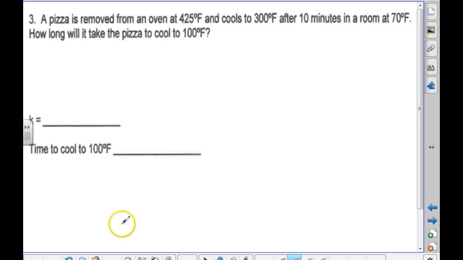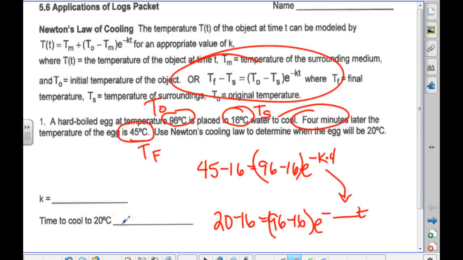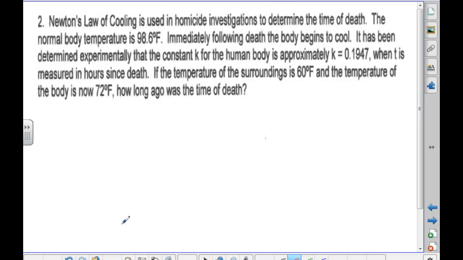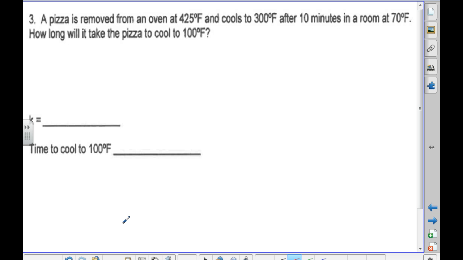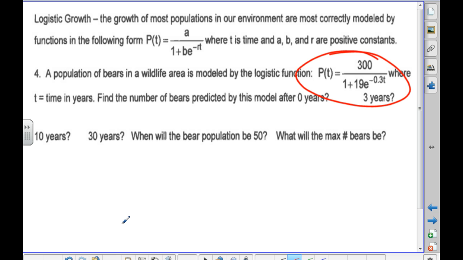All right, guys, I'm going to do a few examples off the application packet. Again, I set up a little bit of problem number 1. That should really be a review of what we did yesterday. Problem number 2 gives you the K value, so it's really straightforward. And by the way, time is in hours for that one. Number 3 is just like number 1.